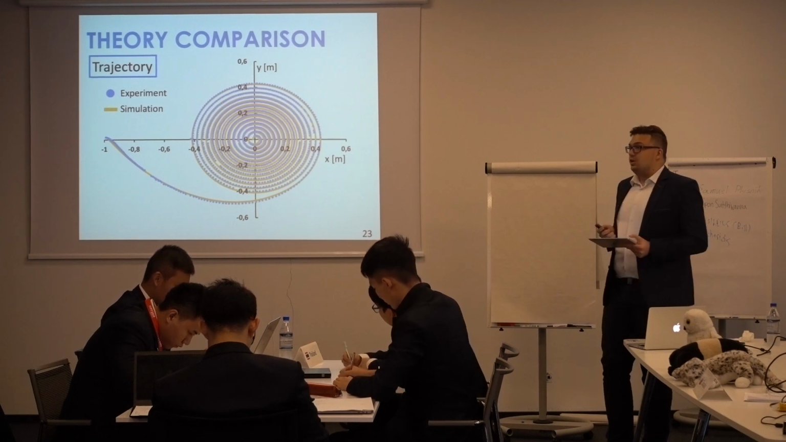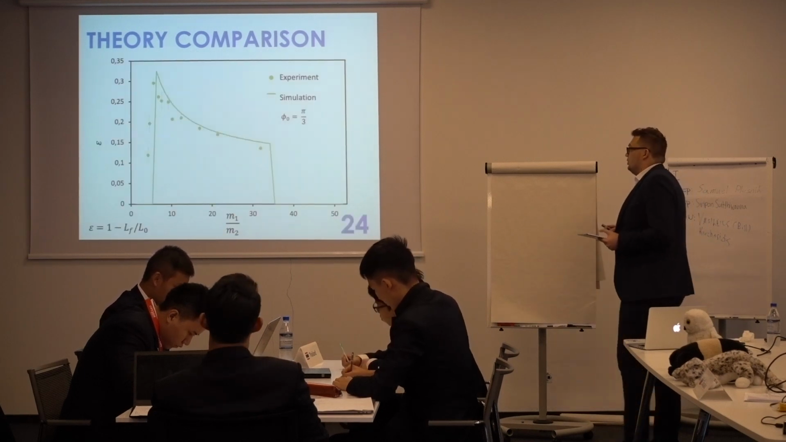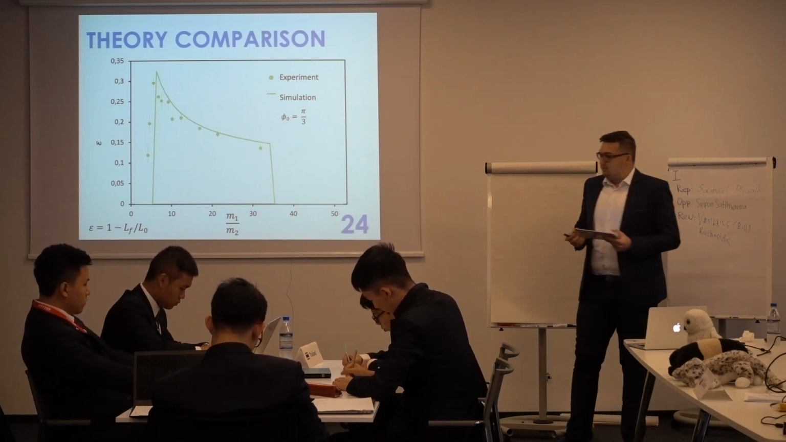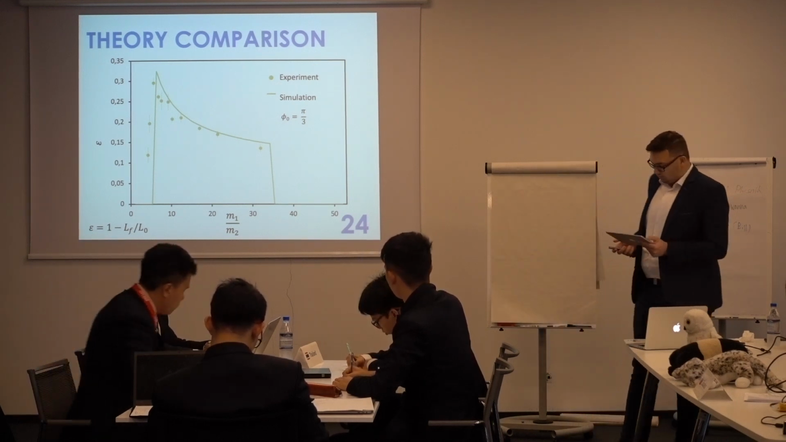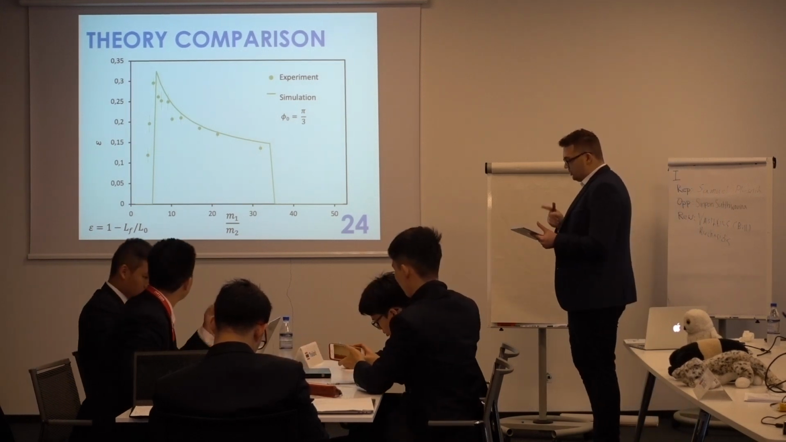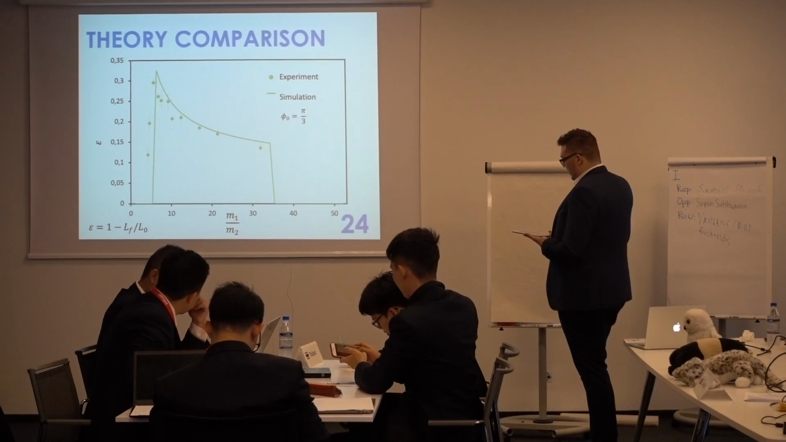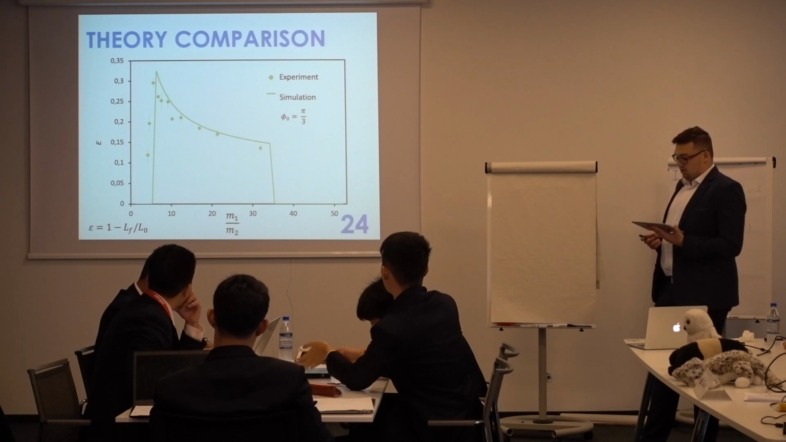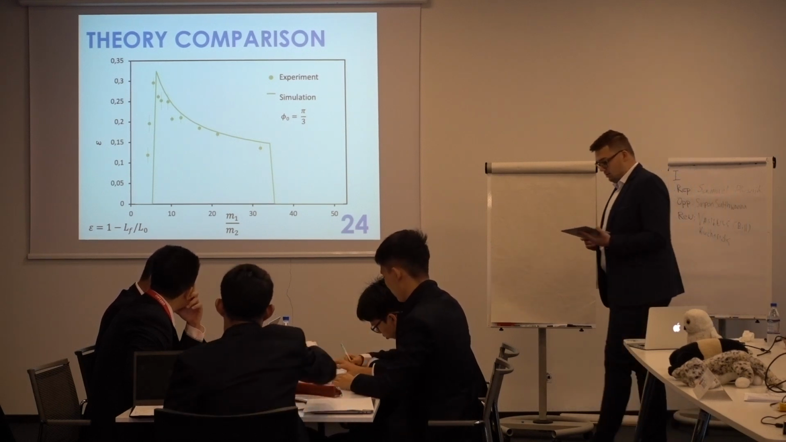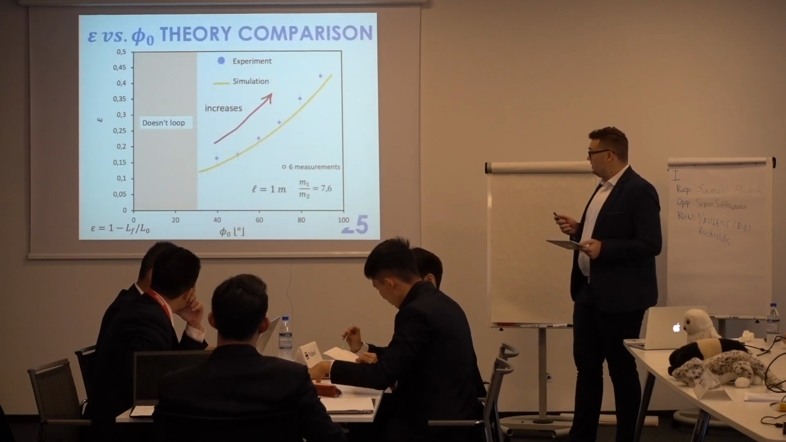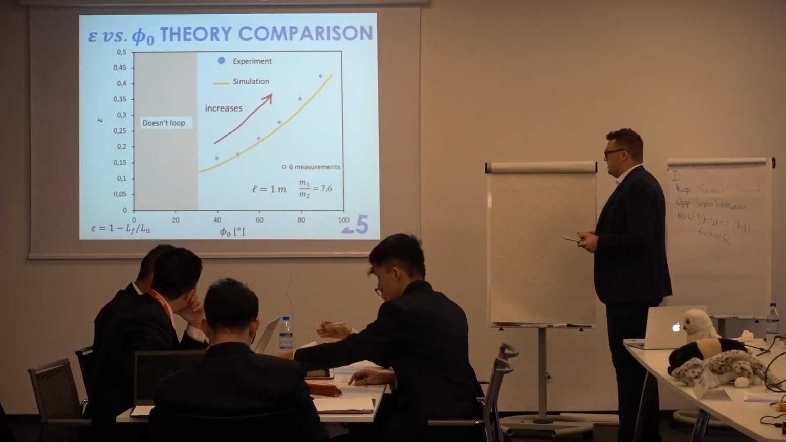Further, we can take a look at the dependencies that we measured. This is the dependency of the relative turn on the mass ratio. For a small ratio, the mass of the rope is comparable to the small load, and so we cannot neglect it as the theory expects us to, and therefore it doesn't add up.